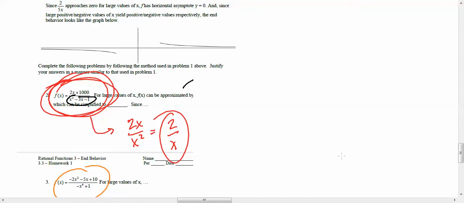I'm gonna take a look at this one because I think it's really interesting. 2x plus 1,000 divided by x squared minus 3x minus 1. Okay, so check this out.